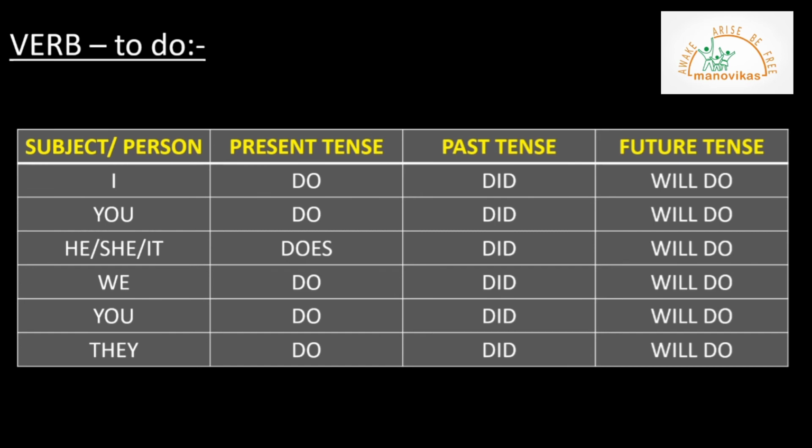In the case of the verb to do, we will say I do, you do, he, she, it does, we do, you do, and they do. In the past tense, we will say I did, you did, he, she, it did, we did, you did, and they did. In the future tense, we will say I will do, you will do, he, she, it will do, we will do, you will do, and they will do.